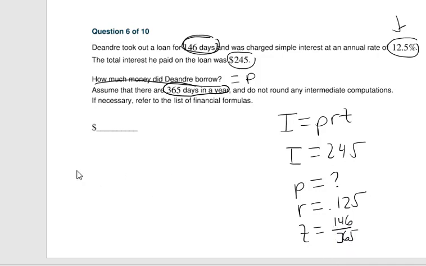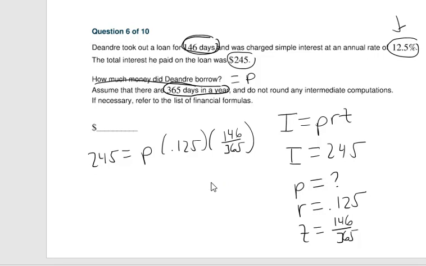Okay, now we just plug everything we know into the formula to solve for what we don't know. So instead of the I, we know that's 245. We don't know the P, so we're going to leave that a variable. We know the R is 0.125. We know the T is 146 out of 365. So the time in years is 146 days out of 365.